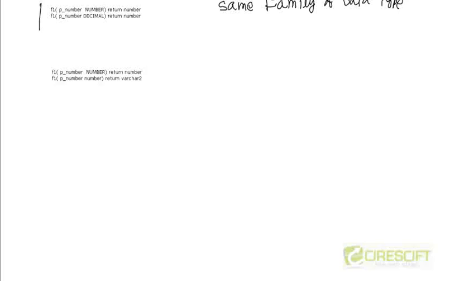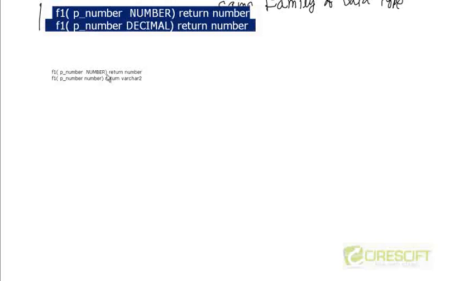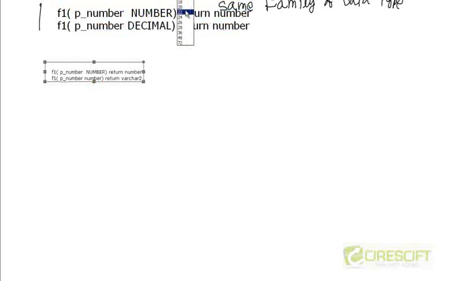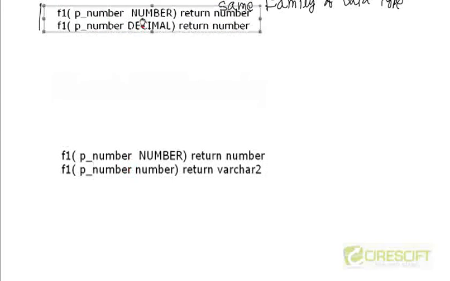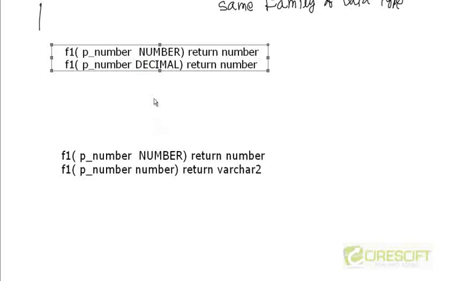Okay, so therefore you cannot do this. Let me just increase this font so that you can see it better. Okay, I'll just pull it back. So what we are showing here is that this is not legal, because this p_number is already defined. There is a function named f1 which takes a number, and decimal is of the same family of data type. Therefore this is not allowed.